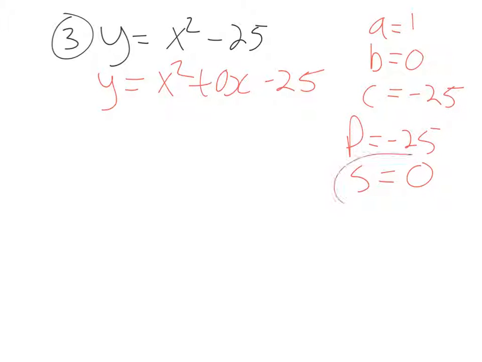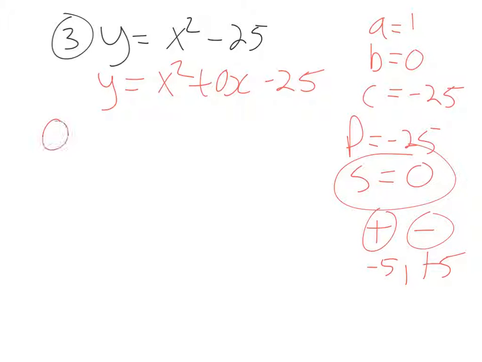Well, if the sum is 0, I know that one has to be the opposite of the other. So it's clearly a positive and a negative, and they have to be of the same magnitude or same size. So like plus 5 and minus 5, minus 10 and plus 10, etc. So which numbers work? Well, negative 5 and positive 5 work in this case because they multiply to negative 25.